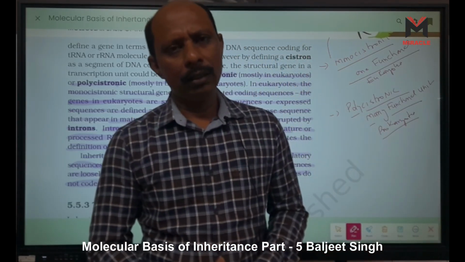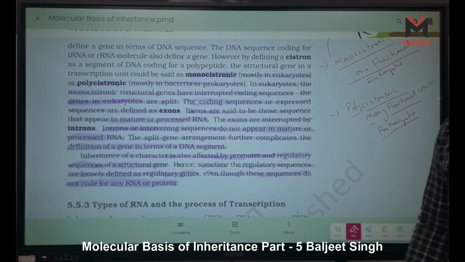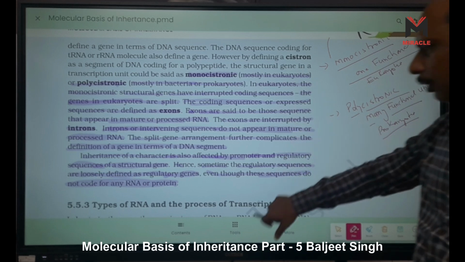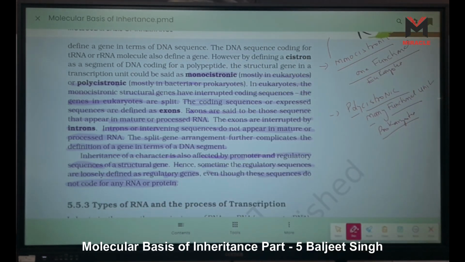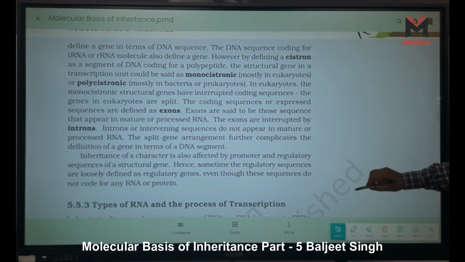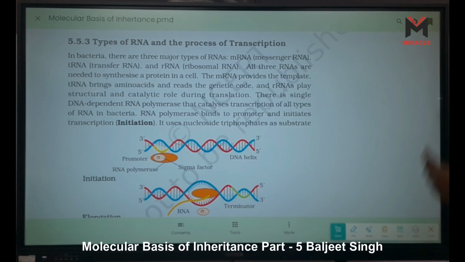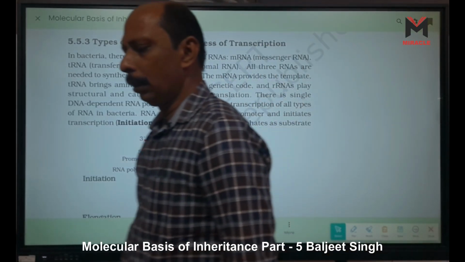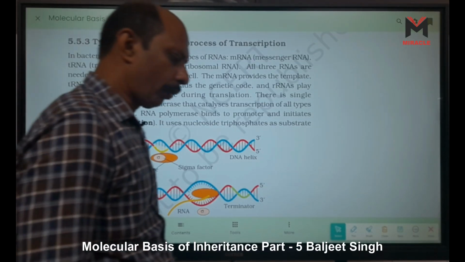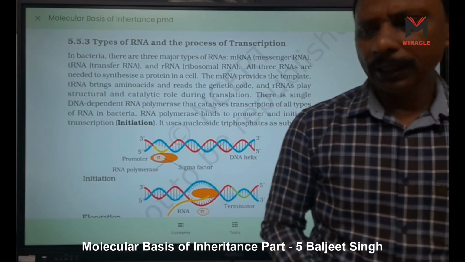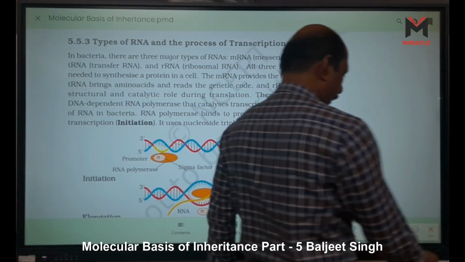When we read the next point, that is transcription, the process of transcription, right? But before going to this one, it is given types of RNA and the process of transcription. Okay, we will read this one. Now in bacteria, how many types of RNA are there? When we consider the types of RNA, we have three types of RNA. Look here, first we will describe the different types of RNA.